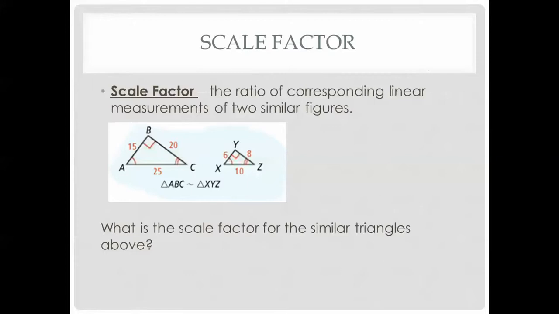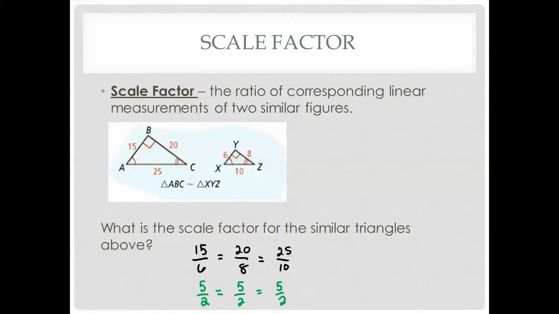Here, we're given that triangle ABC is similar to triangle XYZ. So what we need to do is figure out the scale factor. We again compare corresponding sides. So 15:6 needs to equal 20:8, which needs to equal 25:10. That's an extended proportion for the corresponding sides. If we reduce all of those, we get 5:2.